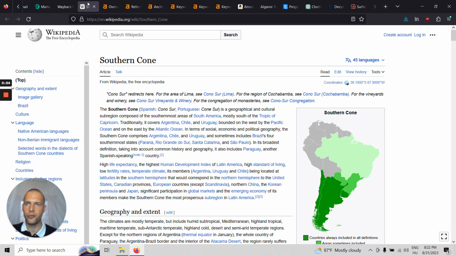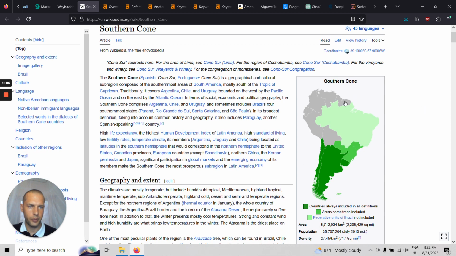So I searched for Cone Sul, what it means, and actually it has a meaning. It means southern cone in Portuguese. The southern cone is a geographical region in South America, in this place. It includes Chile, Argentina, Uruguay, and some southern parts of Brazil. They have high life expectancy, the highest human development index of Latin America, a high standard of living, low fertility rates, and a temperate climate. This makes it the most prosperous subregion in Latin America. So if you want to sell something in Latin America, this would be a very good domain for that.